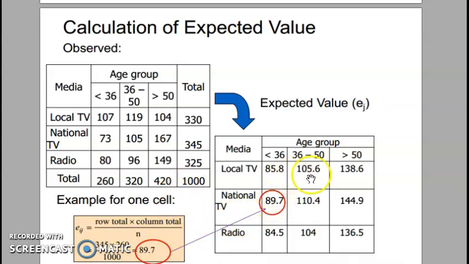So you need to get all the 9 expected frequencies. For example here, 138.6. How do you get this value? This is just multiplying the total in row 1 with the total in column 3 and then dividing by 1000.